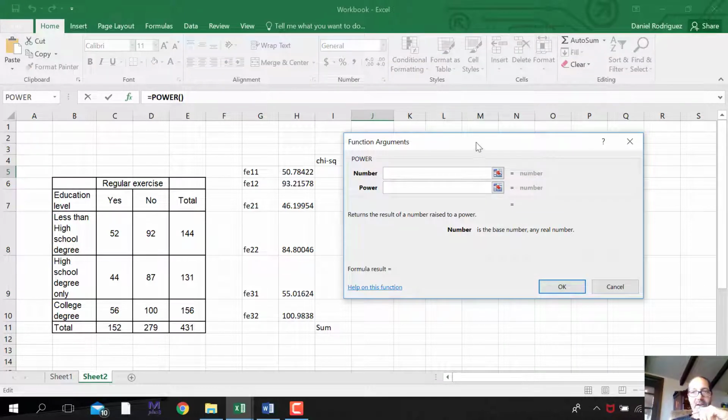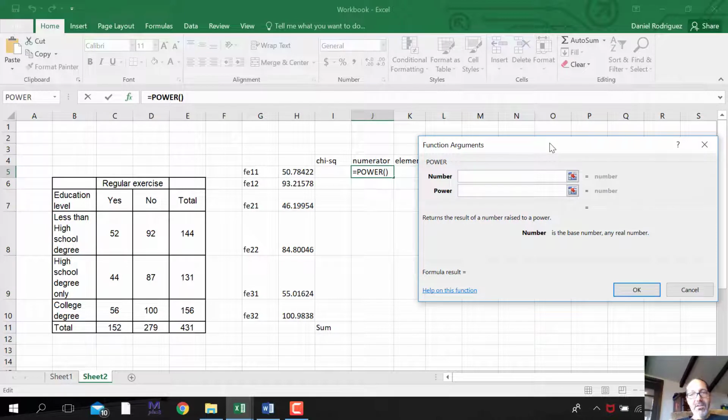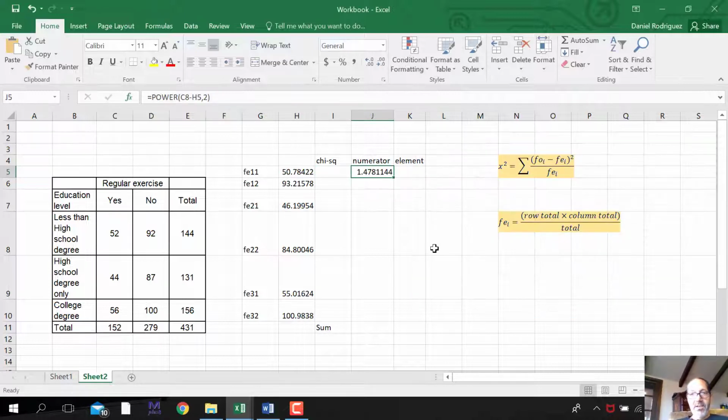Power, here it is. So the power has 2 arguments. I need the number itself. The number in this case is going to be the difference between the observed and the expected. So it'll be this cell, isn't that cool? C8 minus this one right here. And the power is 2 because we're squaring it, right? That's your power. And we get that. There you go.